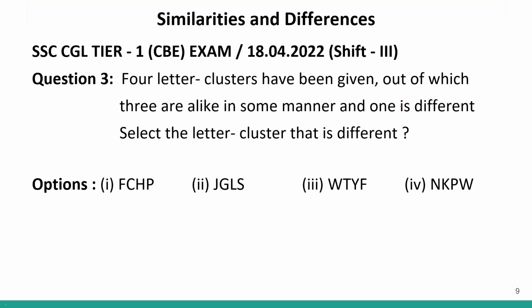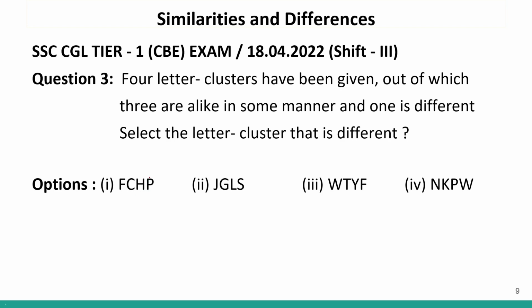Now, 4 letter clusters have been given, out of which 3 are alike in some manner and 1 is different, and we have to find out that letter cluster which is different. So it is given something like this: FCHP, JGLS, like this. So these are 4 different series, as I said. This is the first series, this is the second series, and this is the third series.